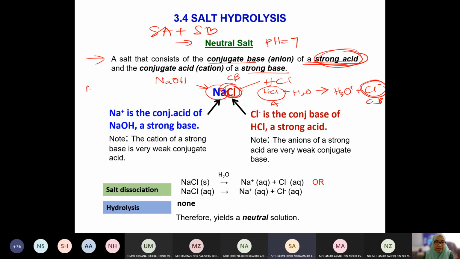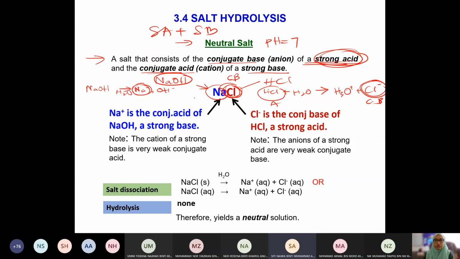Sodium hydroxide is also the same. Sodium hydroxide dissociates to produce sodium plus and OH minus ions. Sodium hydroxide is the base, so sodium plus is the conjugate acid. That is what I meant by this statement here, the conjugate acid of a strong base. This is the base, and when it dissociates, it will produce this conjugate acid. Sodium hydroxide reacted with HCl to produce sodium chloride.